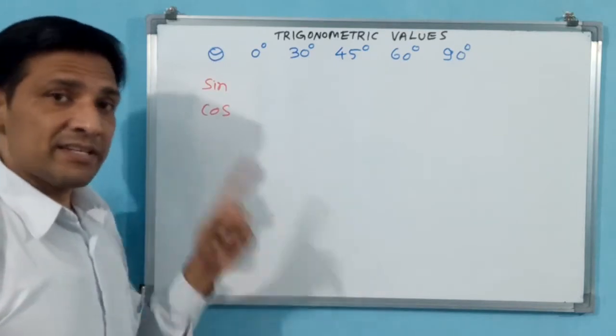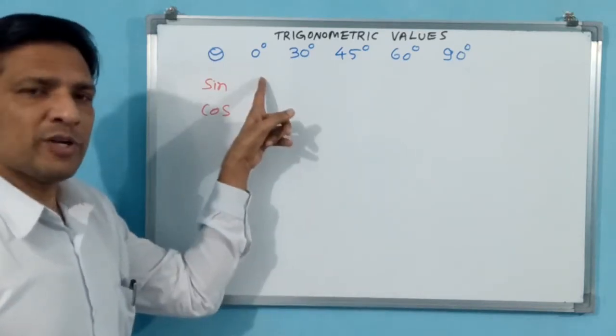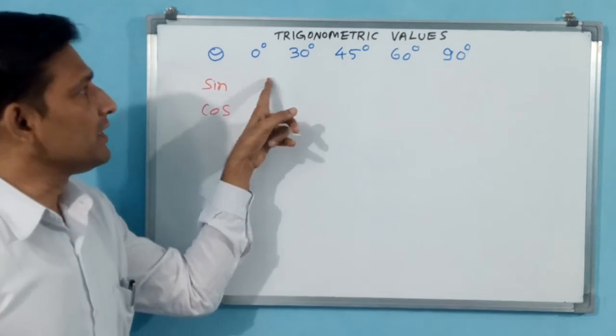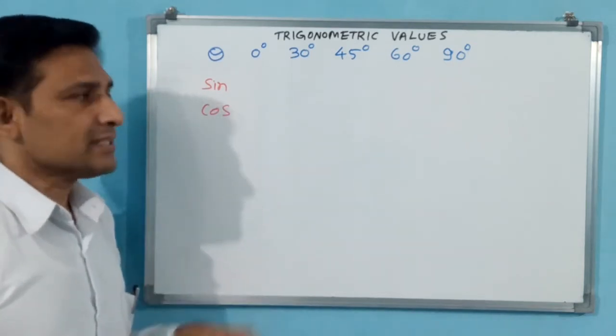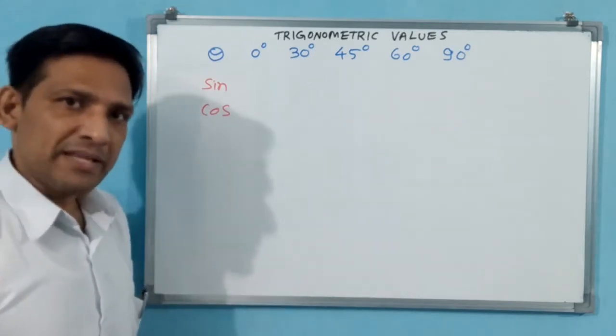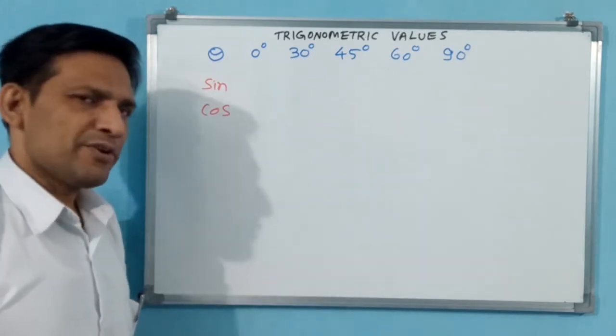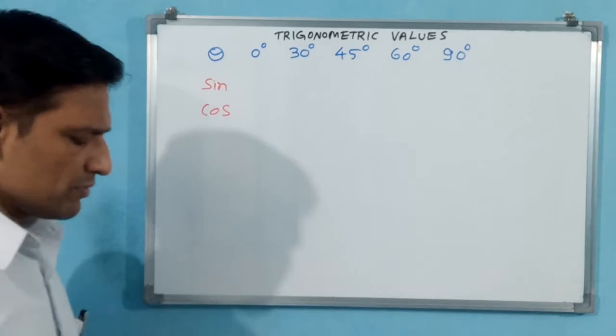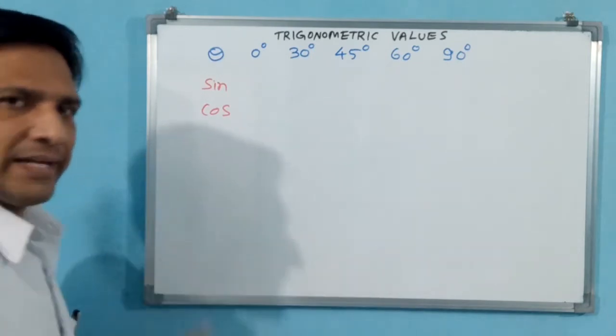Even these you can write in radians also. 0 degree means 0 radian only. 30 degree means pi by 6. 45 means pi by 4. 60 means pi by 3, 90 means pi by 2. Okay, like that you have to take those values in radians.